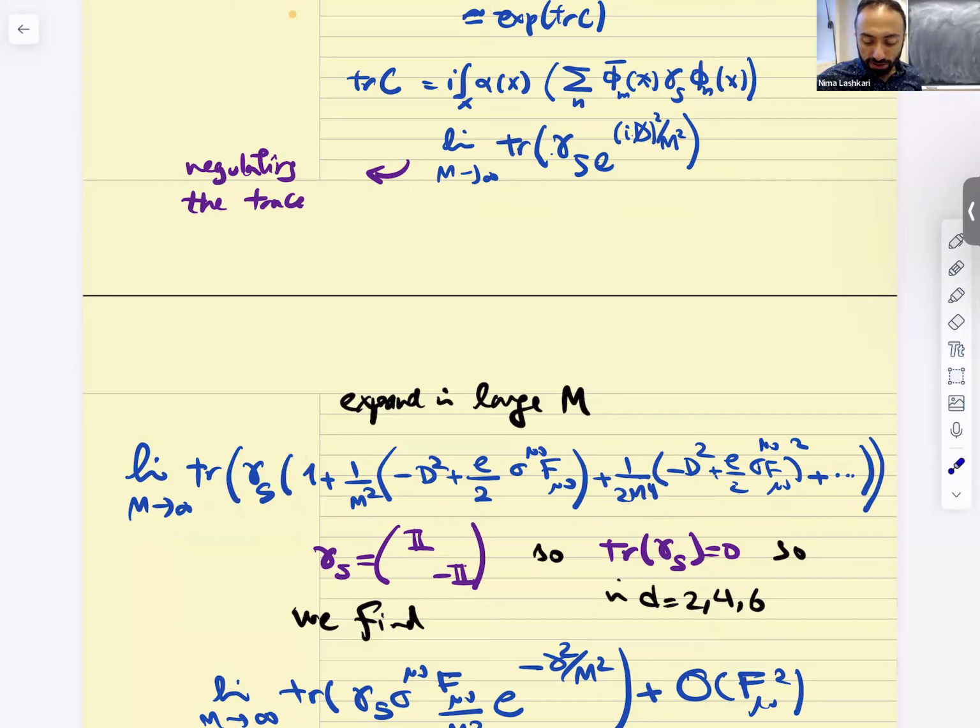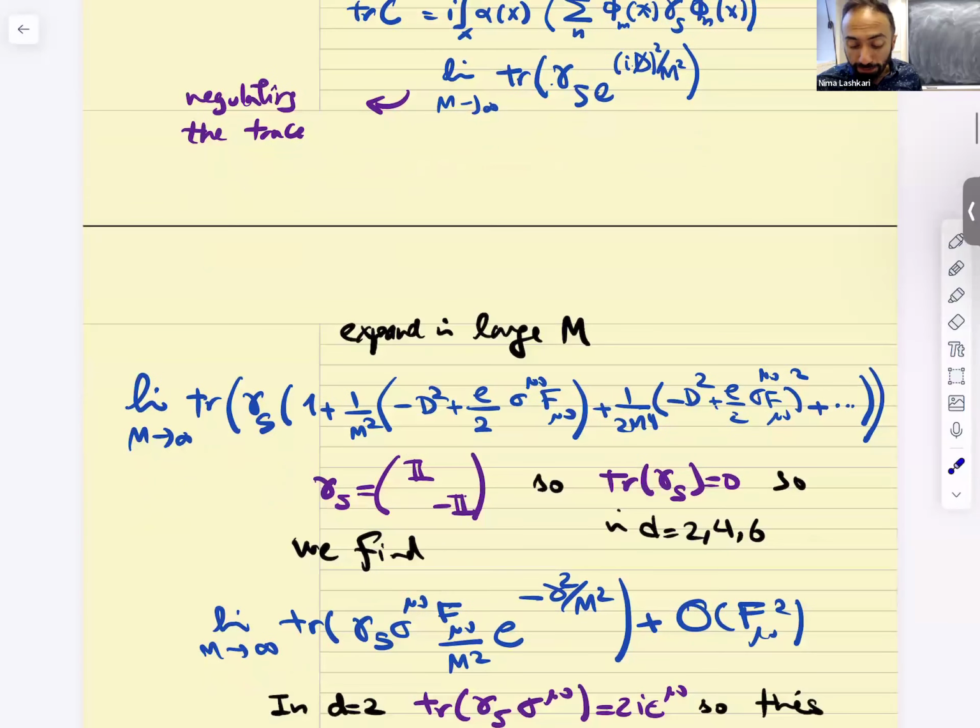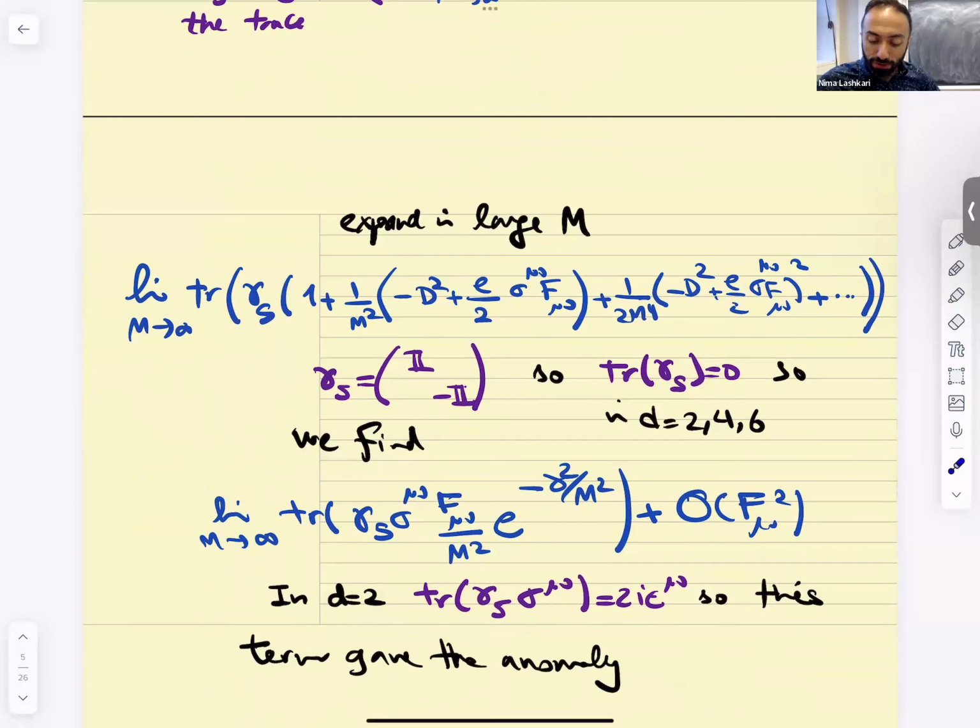So here's the zeroth order term, the first order term, the second order term. This minus D squared plus e over 2 sigma mu nu F mu nu is just the expansion of iD slash squared. Hopefully you remember that, right? What is sigma mu nu? It's a commutator of gamma matrices. It's what we did to build representations of the Poincare group, the Lorentz generators. All right. So the first term vanishes because trace of gamma 5 is 0, right? Gamma 5 is just identity minus identity. So we'll have to go to the next order term.